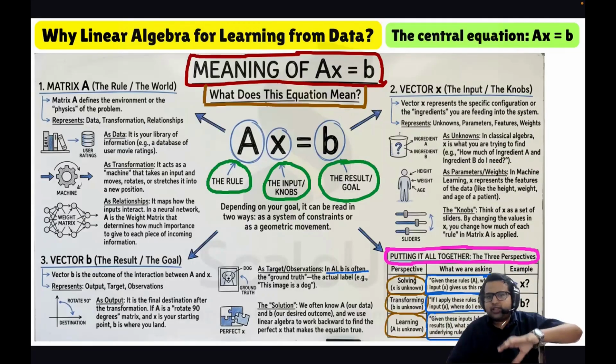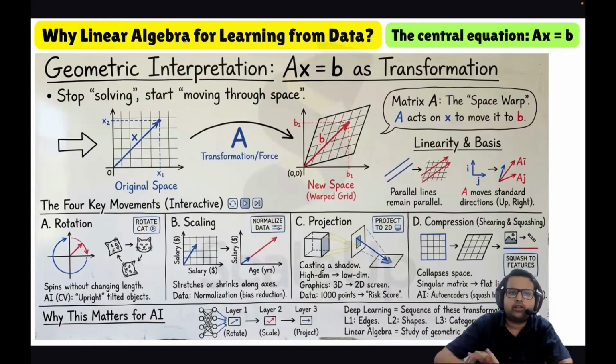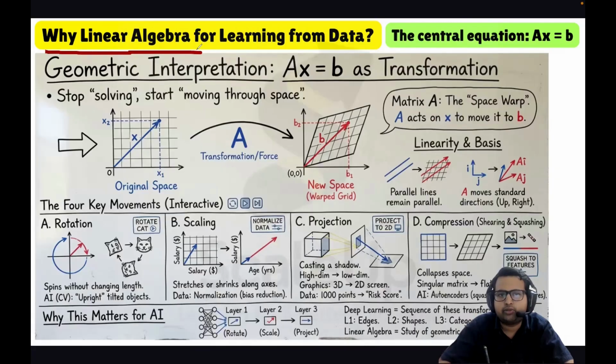We can use this equation from the perspective of solving, where X is unknown, from the perspective of transforming, where B is unknown, and from the perspective of learning, where A is unknown. Now let us look at the geometric interpretation of the equation Ax equals B.